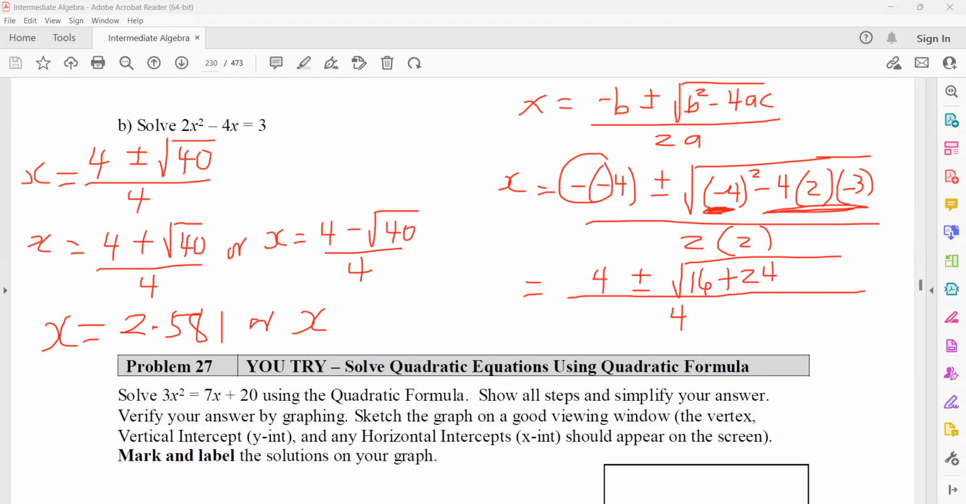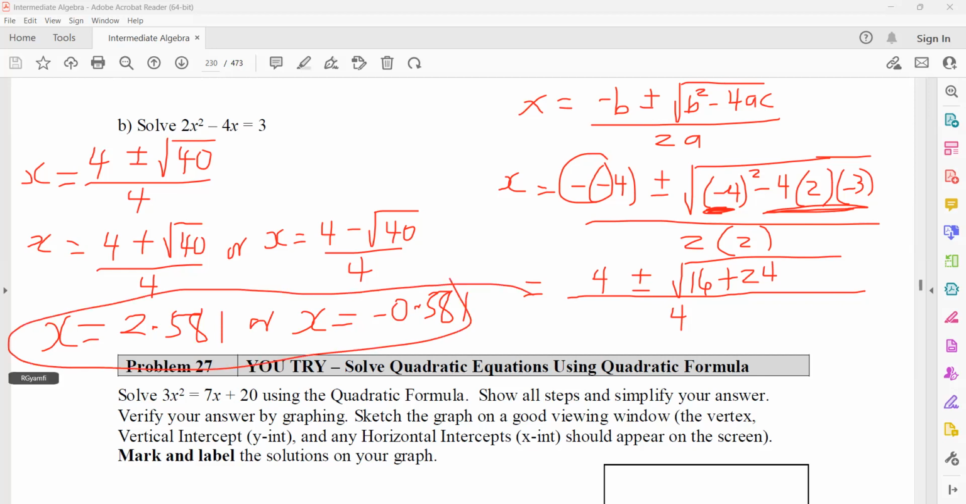Divided by 4. So we're going to have negative 0.581. So these are the two answers we're going to have. Okay? All right.